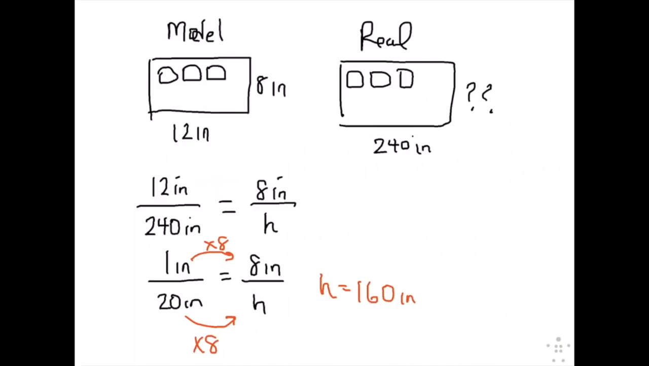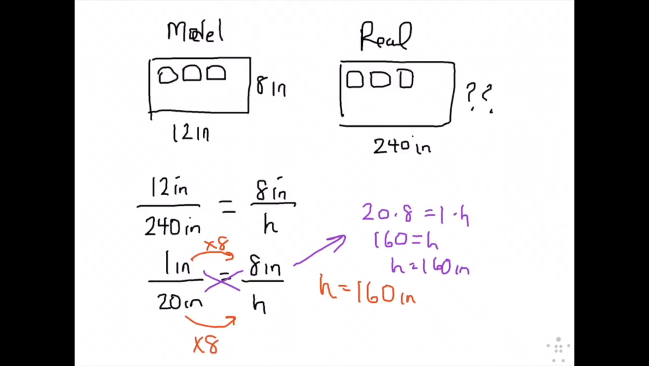Or we could have taken another approach. We could have, right here, done cross multiplication. We could have said, 20 times 8 equals 1 times h, 160 equals h, right? Either way, we could have h equals 160 inches. Either way, you could cross multiply like that, or you could have used what was happening in the numerators and denominators. Again, the key is, however, to set up the proportion and show that work.